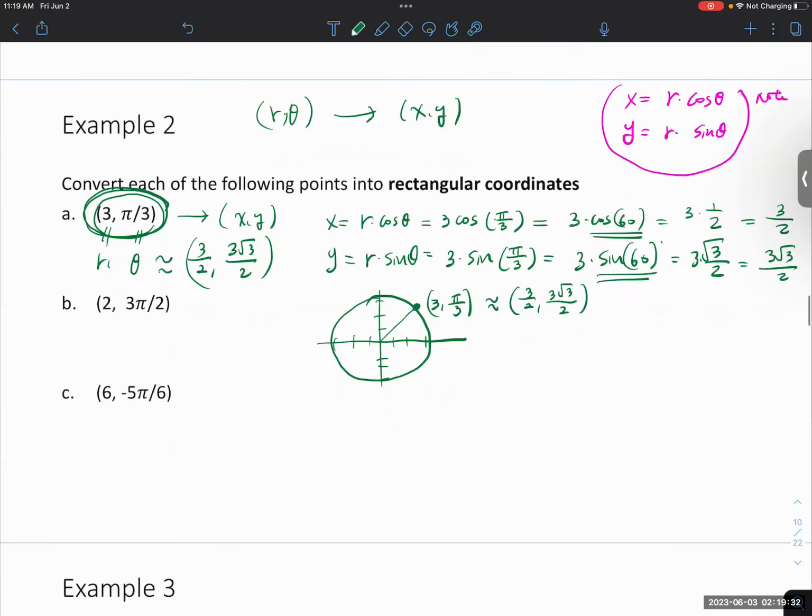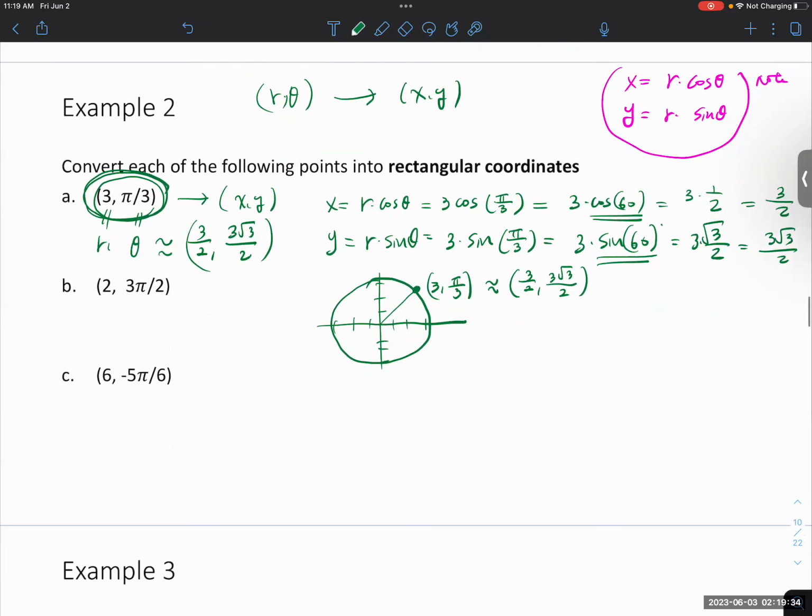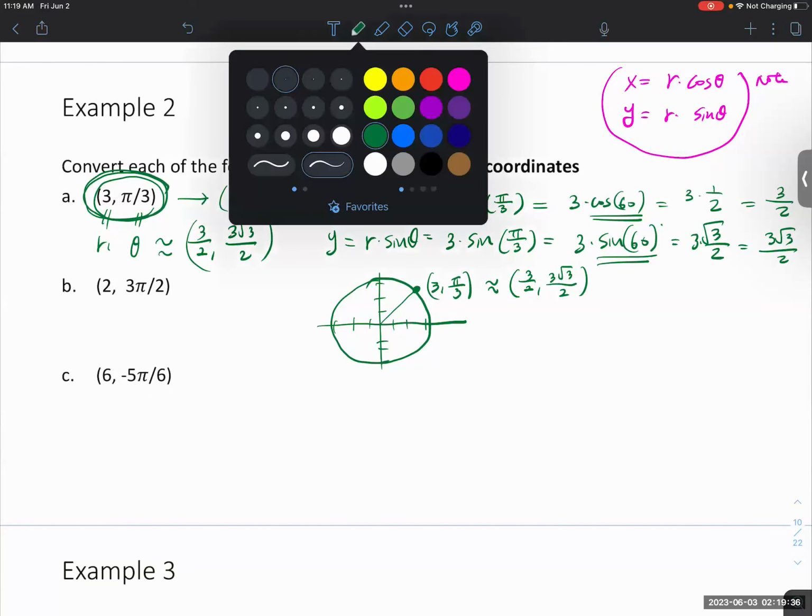So let's take a look at just one more. I think it's a very simple question, but let's take a look at one more. This one.